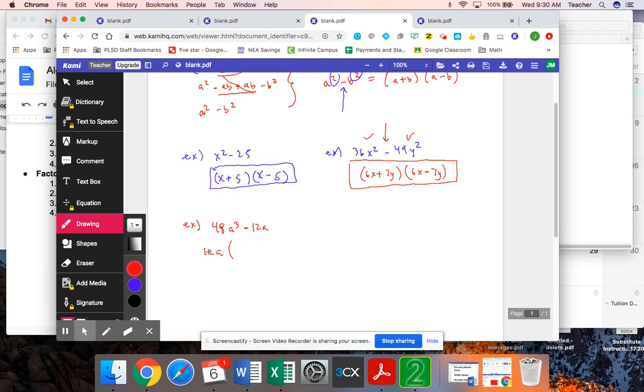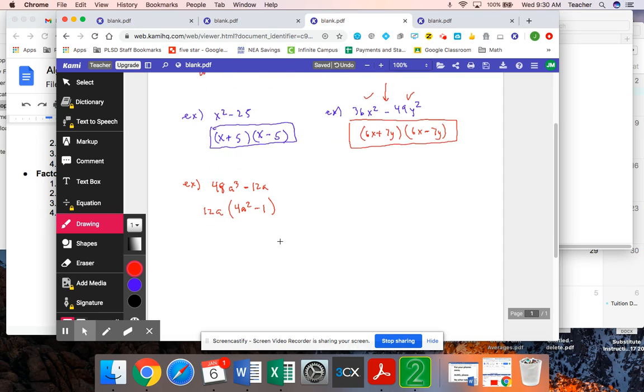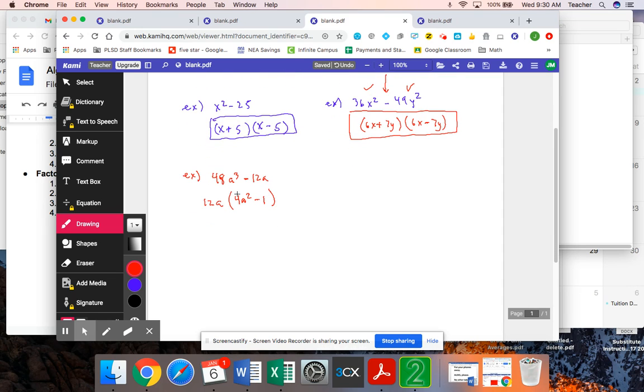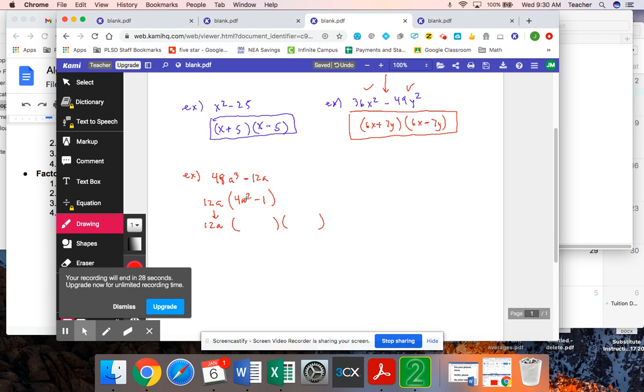Let's see what's left. Well, 48 divided by 12 is 4. If I had 3 a's and I pulled out 1, I still have 2. 12 divided by 12 is just 1. And if I had 1 a and I pulled out an a, I don't have any left. So wait a minute. After pulling out the greatest common factor, I see that this is actually a difference of two squares. That's a perfect square. That's a perfect square. So in order for me to actually factor this out, let me keep my greatest common factor. But now, since I have the difference of two squares, I can just write it.